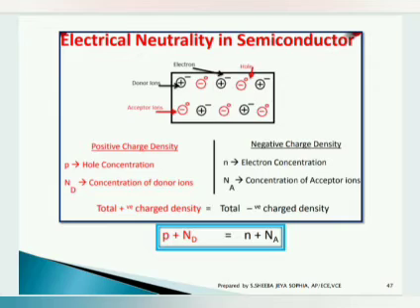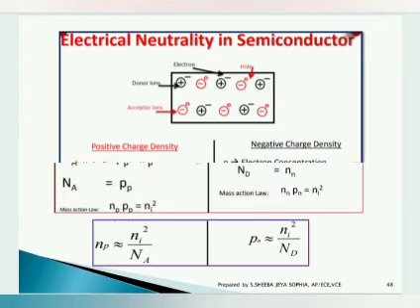Here electrical neutrality is found by two parameters, positive charge density and negative charge density. Total positive charge density is always equal to total negative charge density. Therefore, P plus N_D is equal to N plus N_A. P refers to the hole concentration, N refers to the electron concentration, N_D refers to the concentration of donor ions and N_A refers to the concentration of acceptor ions.